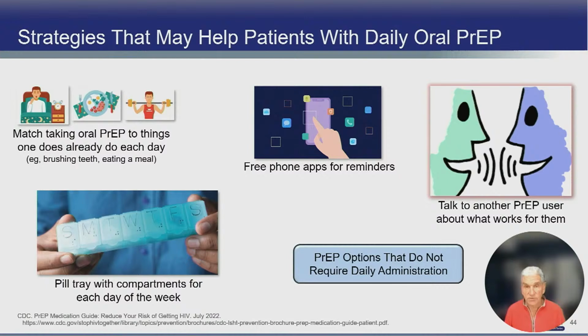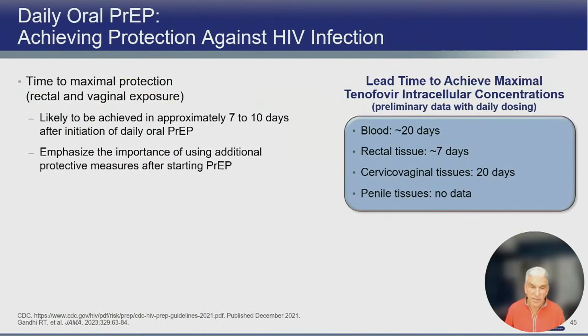There's some forgiveness if you miss some doses. It's best not to do that on consecutive days, and there have been estimates that you need to take at least 5 doses out of 7 in a steady state. But it's important to stress to patients the need to do this on an everyday basis.